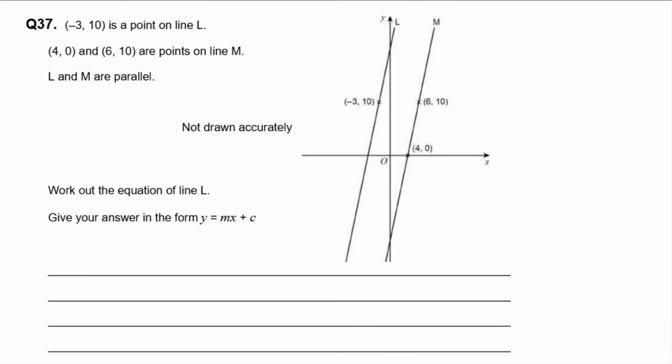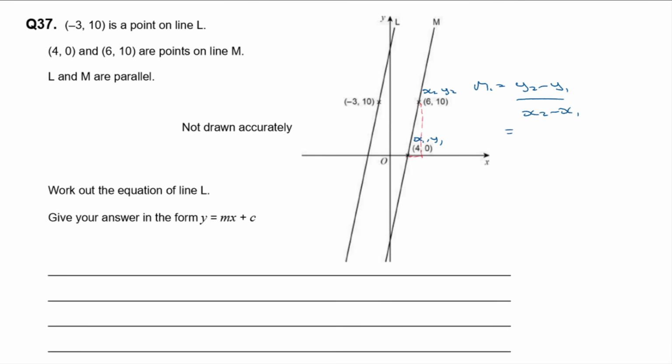Okay. So we can find the gradient of our line M because we've got 2 points that lie on it. If we can work out the change in y and the change in x and divide them, then we should get our gradient. So m1, the gradient of M, is going to be y2 minus y1 over x2 minus x1. This is a very handy formula. So if this is x1, y1, and this is x2, y2, it's just a handy formula to sub in your coordinates to find the gradient.